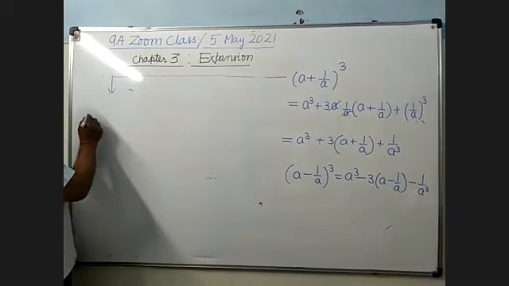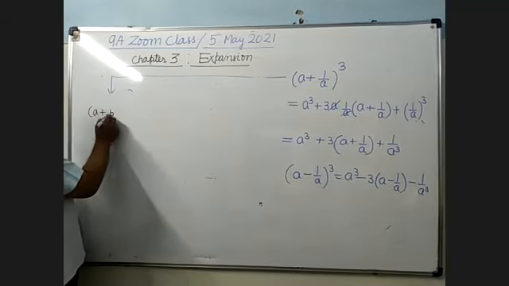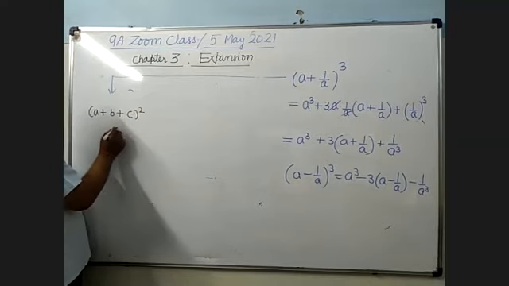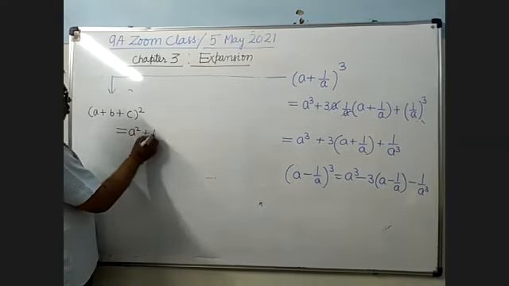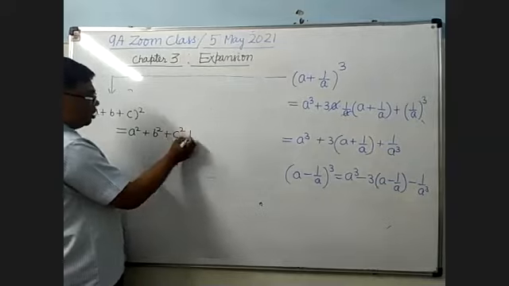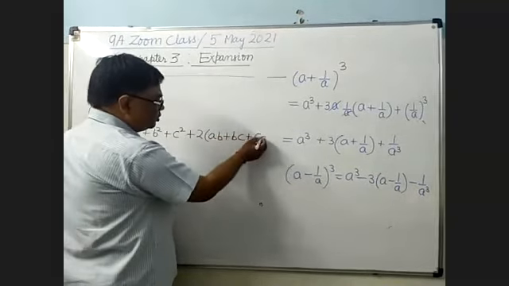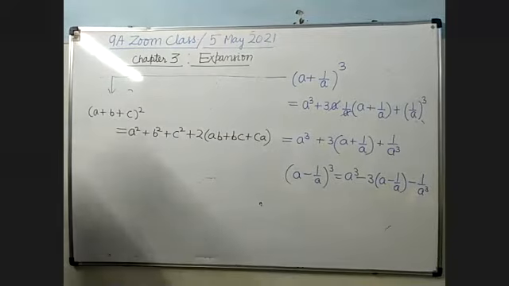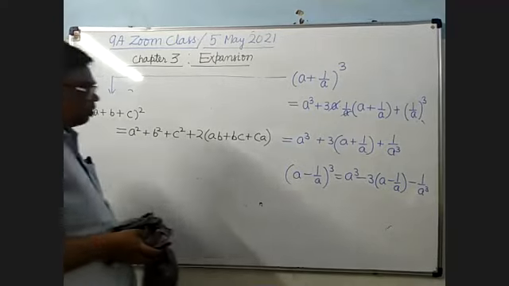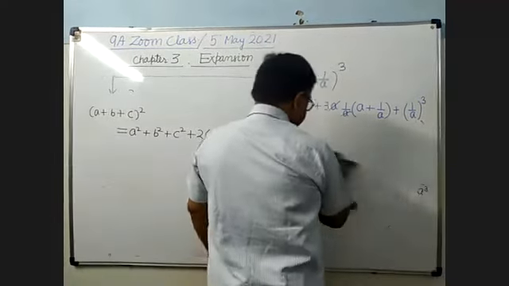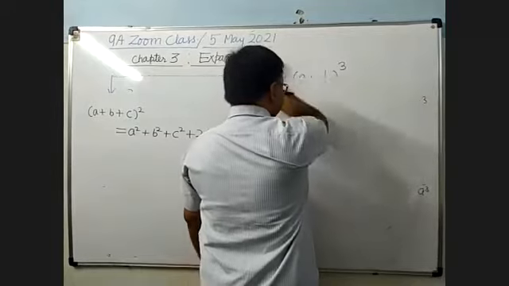You can see here, (a plus b plus c) whole square. It is equal to what? a square plus b square plus c square plus 2 within bracket ab plus bc plus ca. That also you will remember. Is it clear? Now you can see here one more formula.